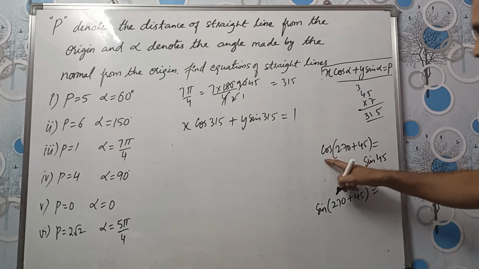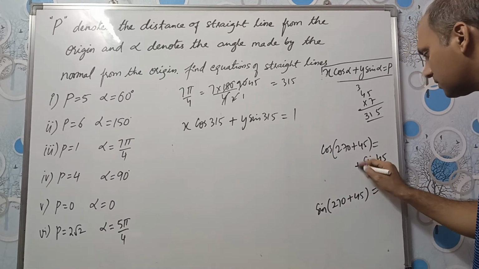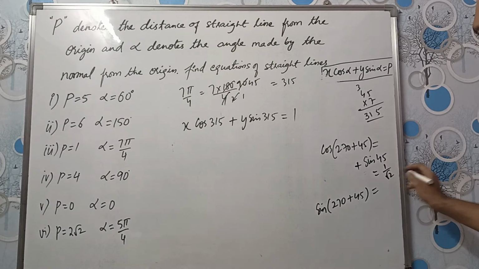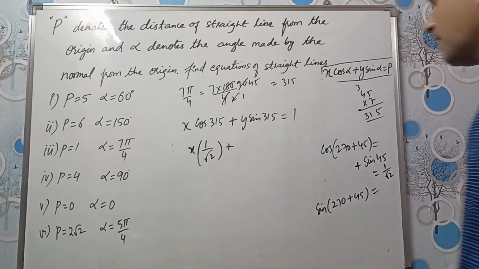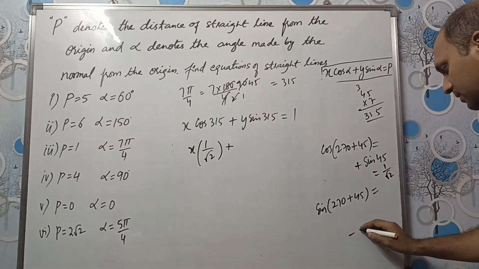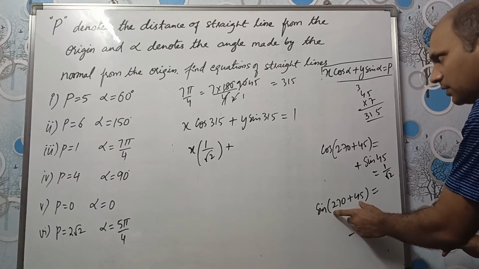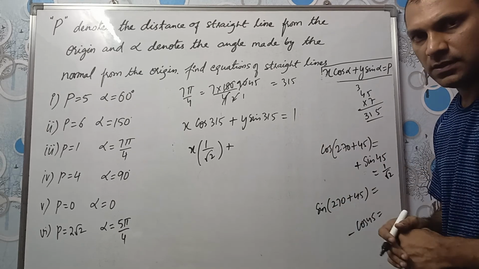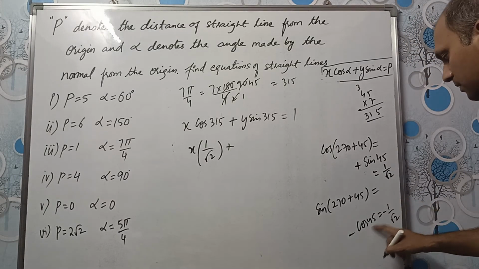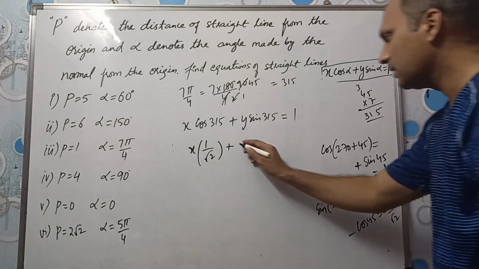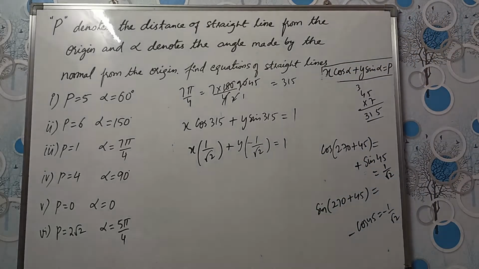Now, this is the fourth quadrant, and in the fourth quadrant, cos is positive. So this is 1 by root 2. So this is x divided by 1 by root 2 plus, okay, this will be negative, so sine will change to cos 45. Because 315 is in the fourth quadrant, and in the fourth quadrant, sine is negative. So this is minus 1 by root 2. Because cos 45 is 1 by root 2 and we have a negative sign. So this is y minus 1 by root 2 is equal to 1. I hope this is clear.